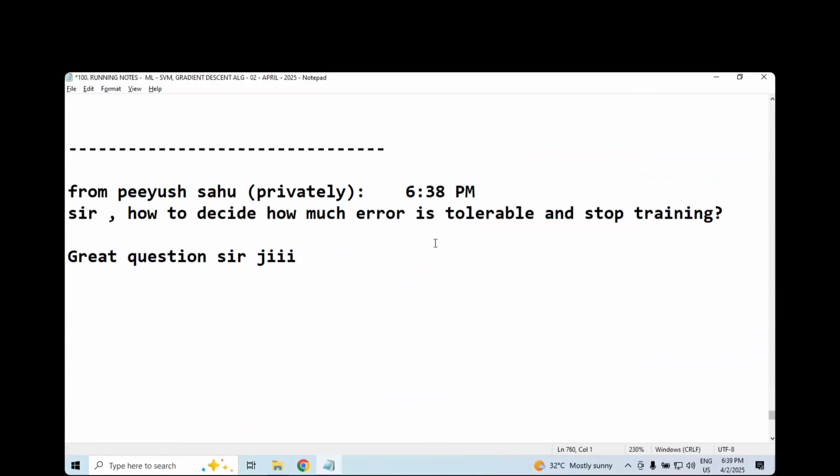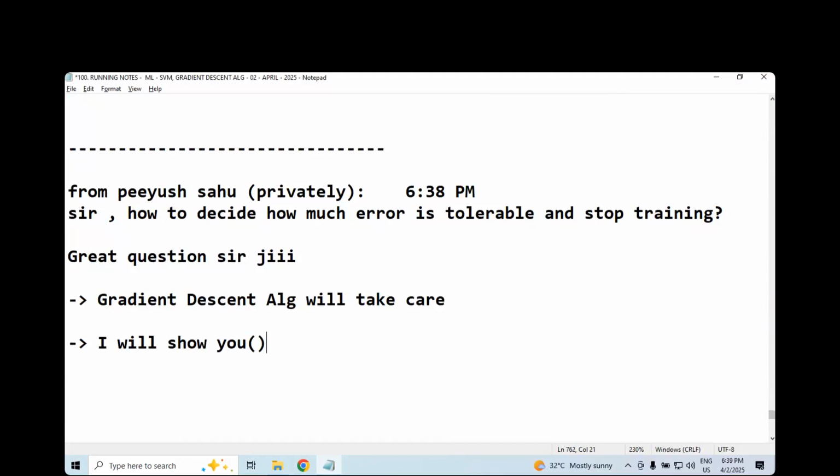How to decide how much error is tolerable and stop running? There are again two points. The gradient descent algorithm will decide and take care of it. The next point, I will show you, I will show everyone, how to see the error during training. There is a topic, and the topic name is called bias and variance.